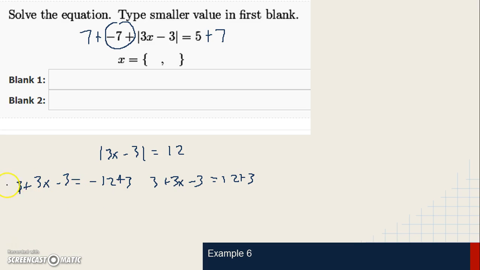Simplified here, I know that those two terms are going to eliminate, so I'm just left with 3x equals negative 12 plus 3, which is negative 9. And here we have 12 plus 3. So after those two terms eliminate, we have 3x equals 15. And here we're going to divide. And we have x equals negative 3 and x equals 5. Which of those is smaller? Well, negative 3.